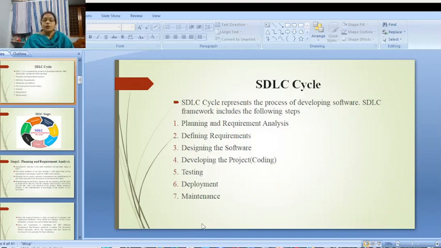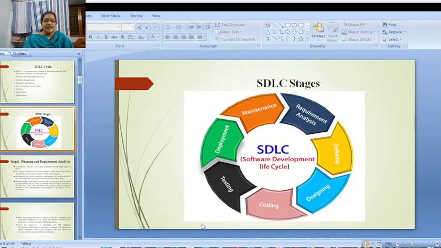Coming to the pictorial way, the SDLC is like this. First requirement analysis, defining the requirements, designing, coding, testing, deployment, and maintenance. Now coming to the detailed explanation of the different stages.